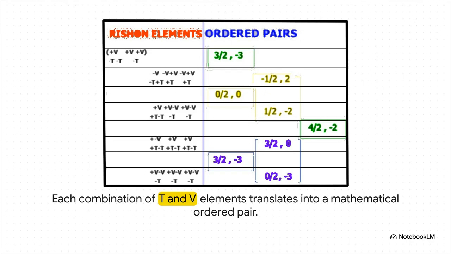So how do we get from these abstract T's and V's to actual physics? Well, this table shows you how. It's a direct translation. Let's just take the top row there. You see the combination plus V, plus V, plus V. That's three V elements. The system's rules translate that directly into the mathematical coordinates you see on the right. 3/2, -3. Every single combination on the left generates a unique mathematical address on the right.